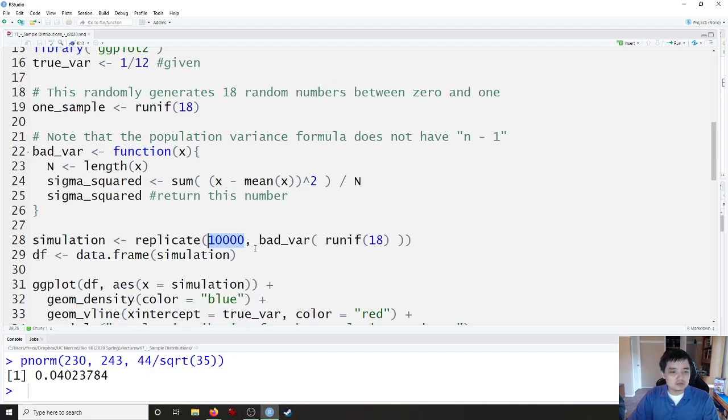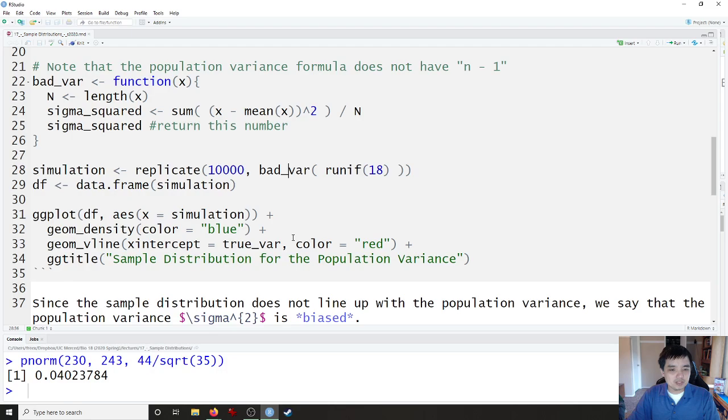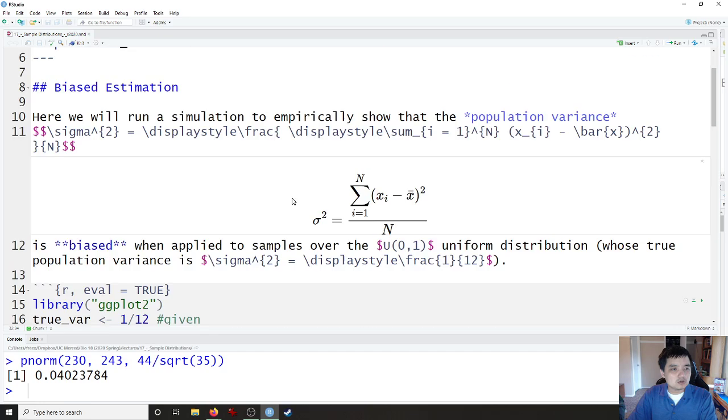So we're going to do a simulation where we're generating those 18 random numbers, and we're doing that 10,000 times. We're going to run each group of 18 numbers through what I'm calling the bad version of the variance formula, the one with just an n in the denominator. And then finally, we're going to graph that.